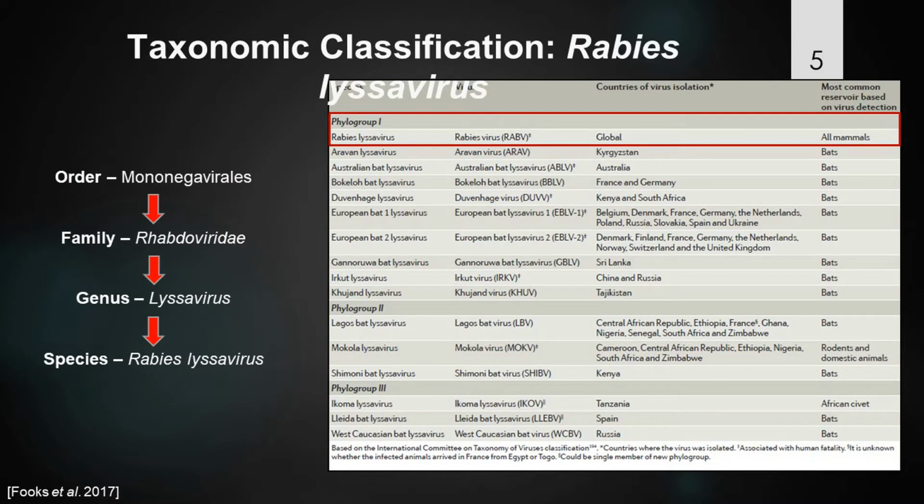The rabies virus belongs to the order Mononegavirales, family Rhabdoviridae, and genus Lyssavirus, and the species is Rabies lyssavirus. According to current taxonomic classification based on phylogenetic analysis, the rabies virus belongs to phylogroup 1. The rabies virus is found globally and has been isolated in different countries. As I've mentioned earlier, the primary reservoirs are all mammals.